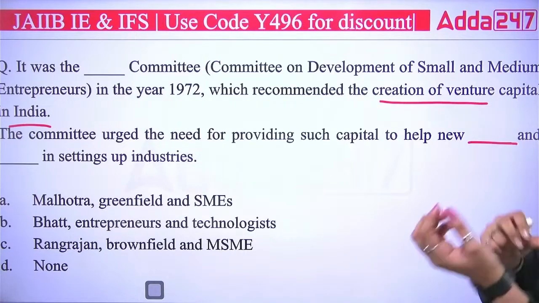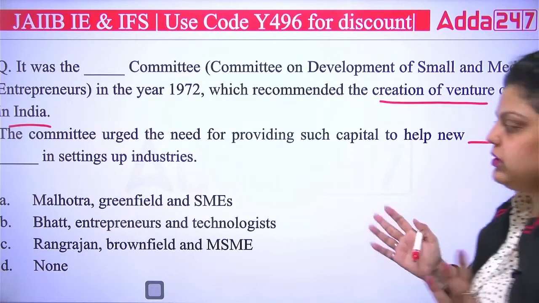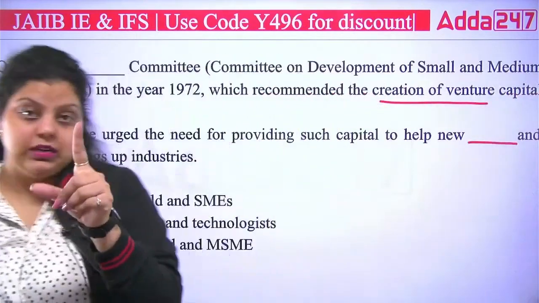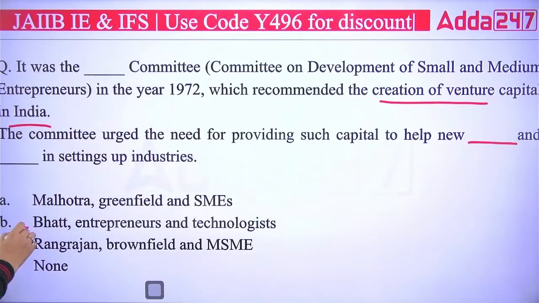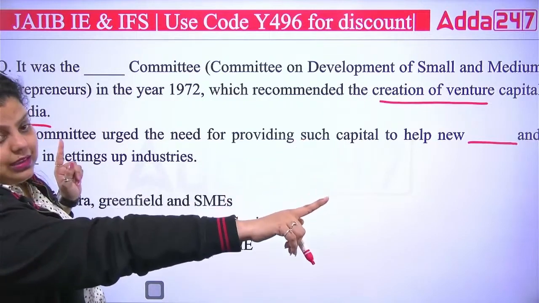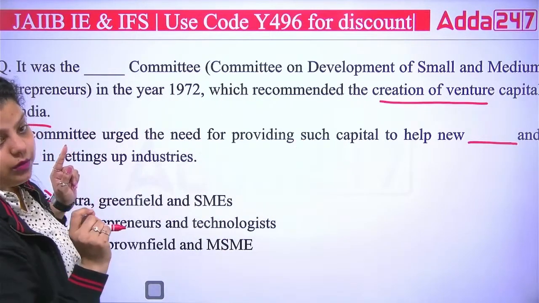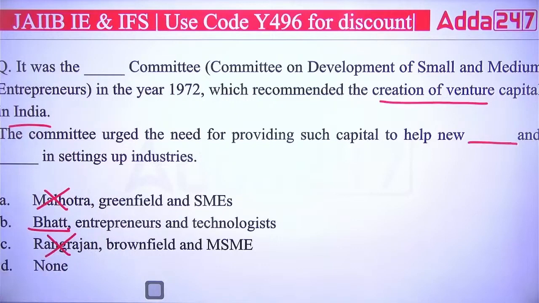If you know the name of the committee, you can eliminate certain options. So the committee in case of venture capital is the Bhatt committee. We have already discussed it. So the committee is Bhatt, so you can eliminate the Malhotra and Rangarajan committees. But still, we should know the fill-in-the-blanks answer because the fourth option is saying none of the above.